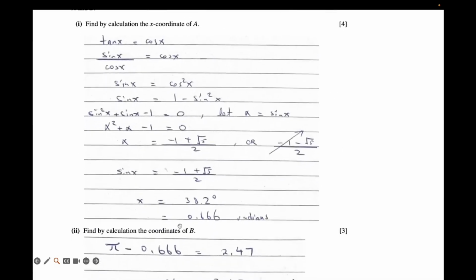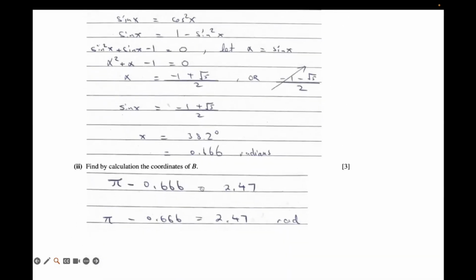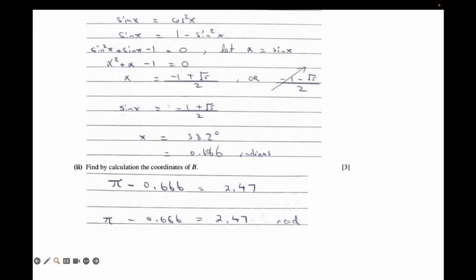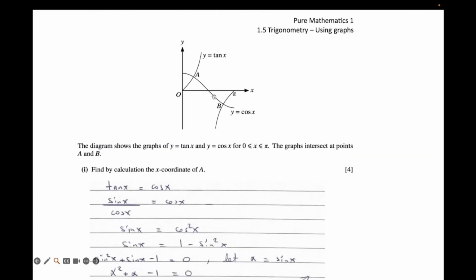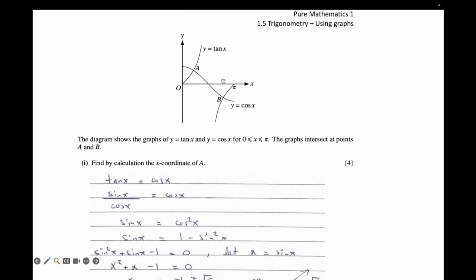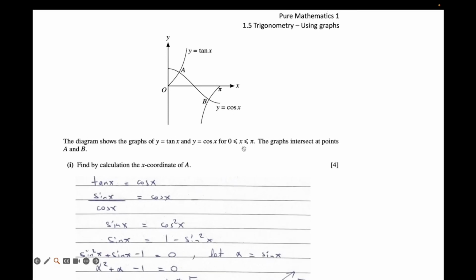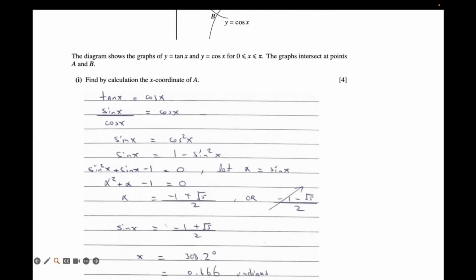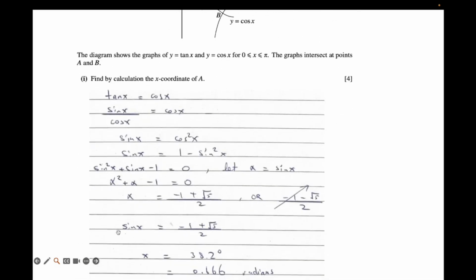Next part over here is finding the coordinates of B. Now, this might look very strange. Why do we do pi minus this x value to get 2.47? How would you realize how to do that? Because point B over here looks kind of strange, isn't it? It's like, how on earth did we get B? You might be thinking, if you get 38.2 degrees over here, and you know it's for a sine function, you would do 180 minus that, wouldn't you?